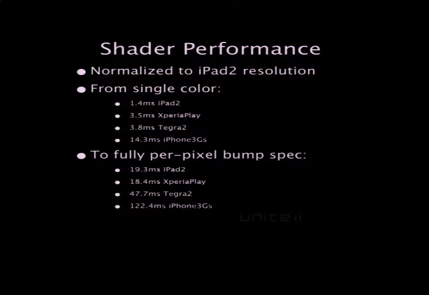So you could say iPad 2 is probably the fastest GPU, followed by Xperia Play, followed by Tegra 2, and followed by iPhone 3GS. For something like a per-pixel bump map specular shader, the ordering of GPUs is similar, but from that factor alone, you could say iPad 2 is probably 2 to 3 times faster than the Tegra 2 GPU, for example.